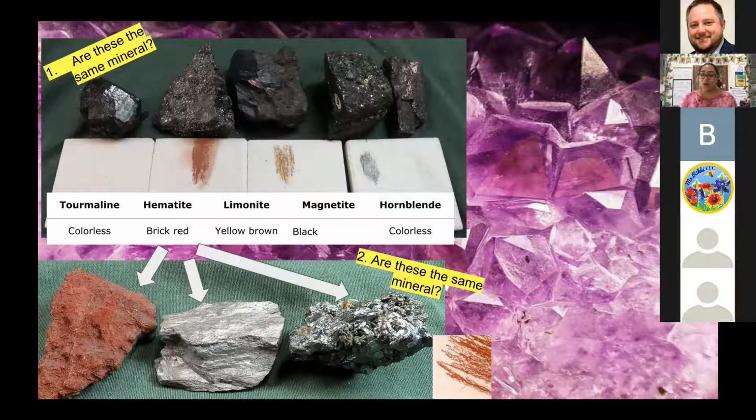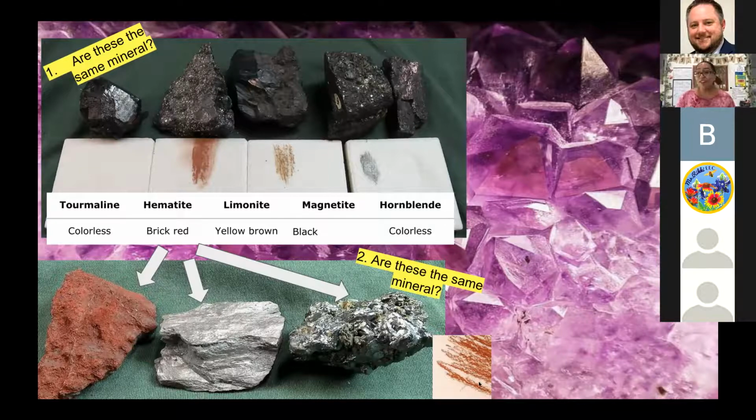So even though they all look different, it's actually the same mineral. Hematite can come in a variety of different colors. The red one that you see is called earthy hematite. The pretty silver one that you see is submetallic hematite. And then the one that I showed you guys earlier, the shiny one, is metallic hematite. So those are all the same mineral, hematite.